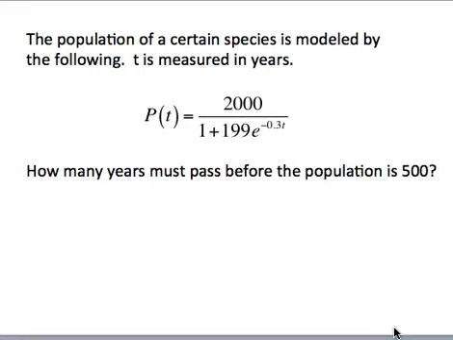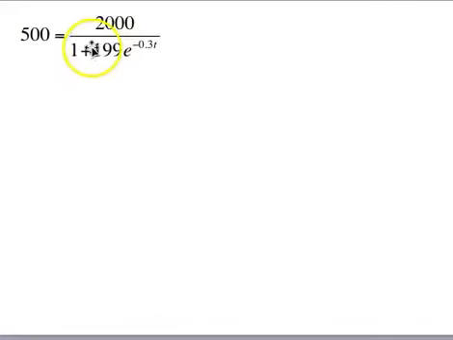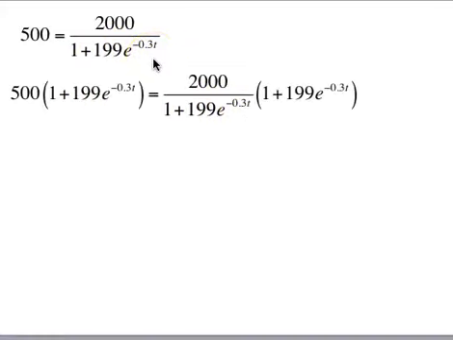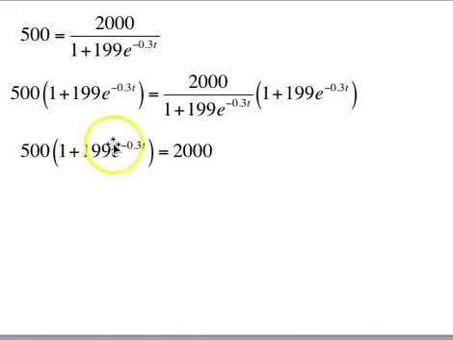Our next question is, how many years must pass before the population is 500? So if p is 500, what does t have to be? So 500 over here, solve for t. How are we going to do that? Well, we're going to multiply both sides by this denominator, 1 plus 199 e to the negative 0.3t. And then you'll notice that these cancel, and I get 500 times 1 plus 199 e to the negative 0.3t equals 2,000. You may be tempted to distribute, but don't.